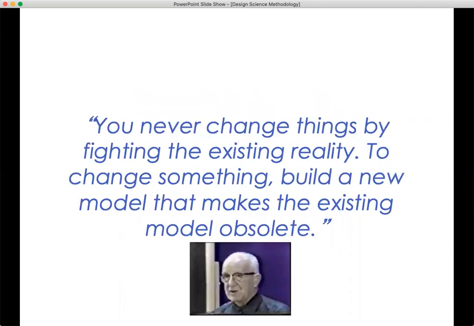Another thing Fuller had to say: you never change things by fighting the existing reality. To change something, build a new model that makes existing models obsolete. In other words, don't put band-aids on systemic problems. Get to not just the symptoms of the problem, but the real causes, and change the system that's holding those problems and the symptoms in place.